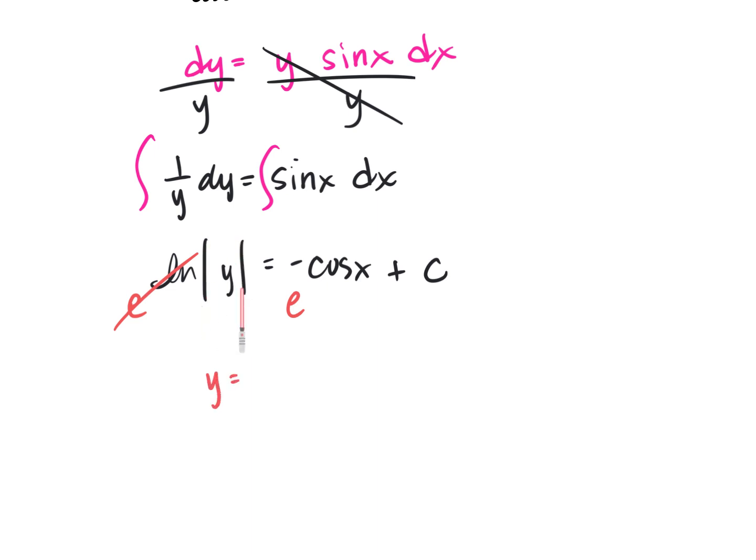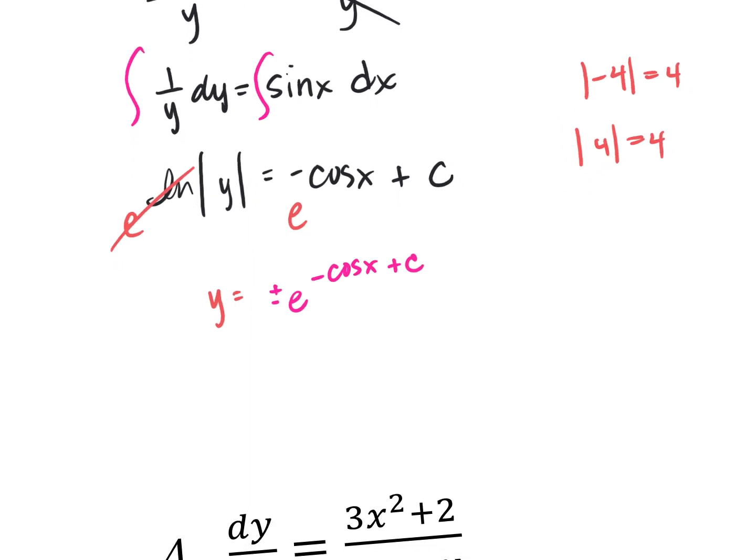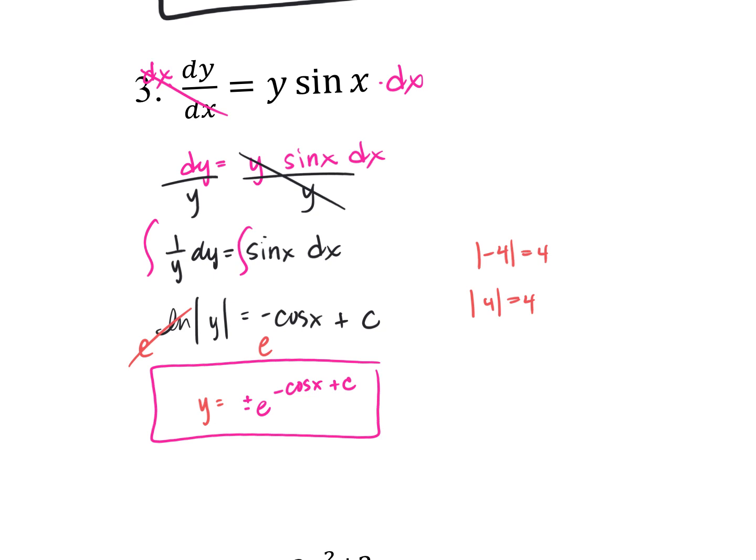Correct me if I'm wrong. We had an absolute value. And you're like, what happened to my absolute value? You agree that the value inside could be positive or negative? Meaning the absolute value of -4 is 4, and the absolute value of 4 is 4. So to get rid of those bars, I just need to put plus or minus on this side. So now I have a plus or minus e to the negative cosine of x plus c. That's it. Well done. That's the function whose derivative is going to be this.